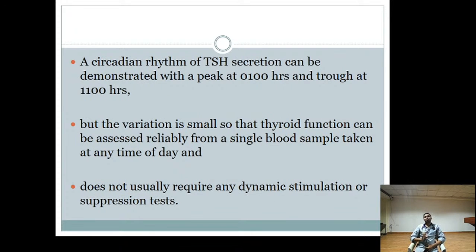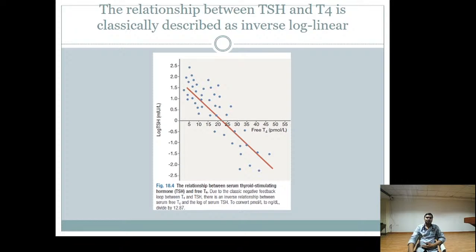The circadian rhythm of TSH: the peak occurs at 1 hour and the trough occurs at 11 hours, but the variation is small. So a blood sample taken at any time of the day is reliable, and it does not require any dynamic stimulation or suppression tests. The relationship between TSH and T4 is inverse log linear. Here you can see, as T4 increases, TSH decreases, and as T4 decreases, TSH increases.